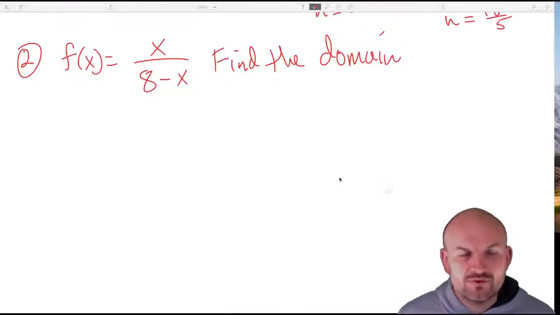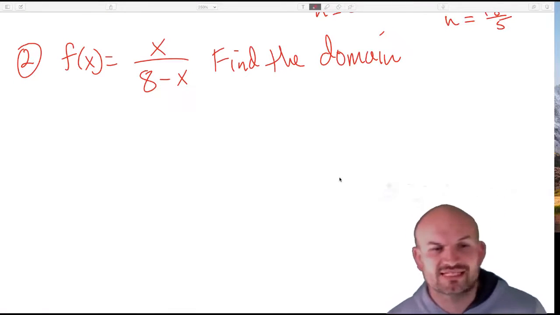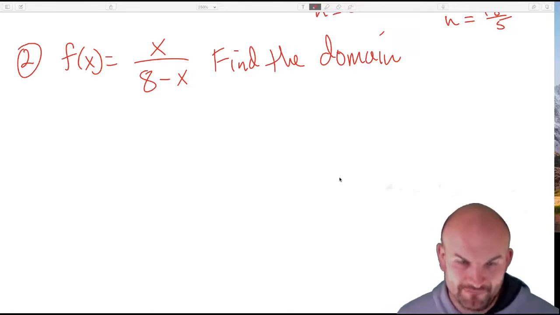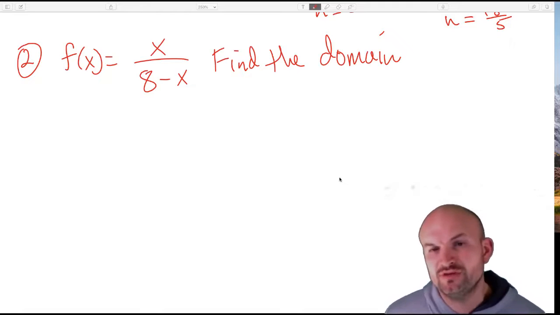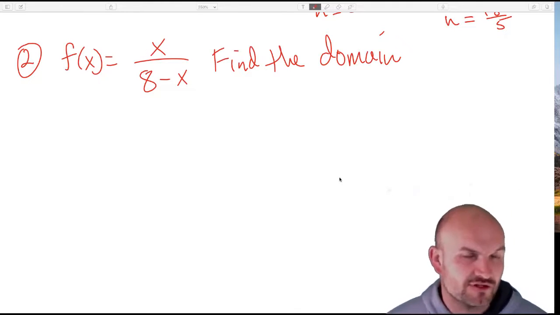All right, so for the next question, we have f of x equals x divided by x minus 8. Find the domain. When we're identifying the domain, basically what we're doing is looking for the values that are not going to be defined for the function.